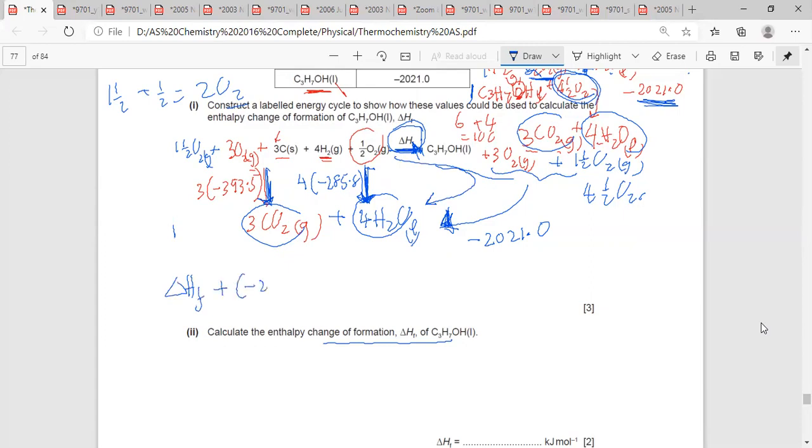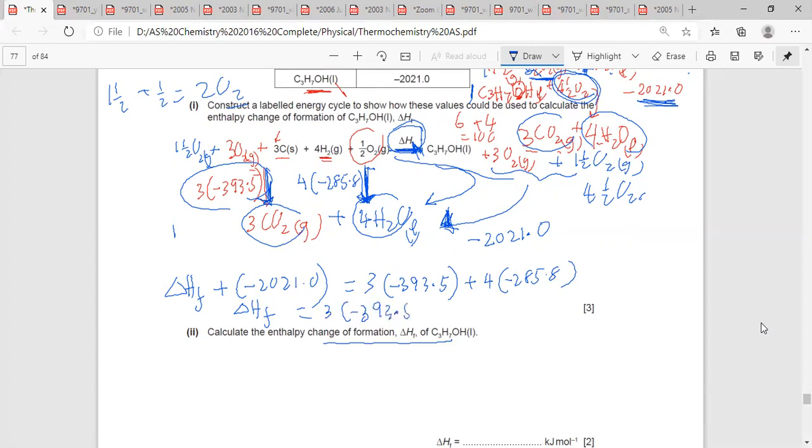Plus bracket minus 2021.0 equals to how much? This one here: 3 times minus 393.5, plus 4 times minus 285.8. So your delta HF equals, all this working is important. Once you get this, you get a mark already. So make sure you do all these things here. 0.5 plus 4 times minus 285.8. Bring this over here, minus 2021.0.